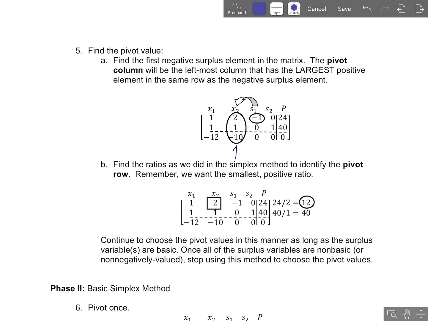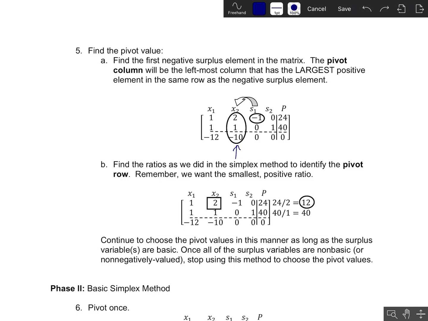That tells you the pivot column. So we would know that this is the pivot column because this gives us the largest value, the largest positive value to the left of my -1. Now we're only looking in the -1 row for these values. So I'm just comparing this +1 and this +2, and I choose the larger of the two to give me my pivot column.